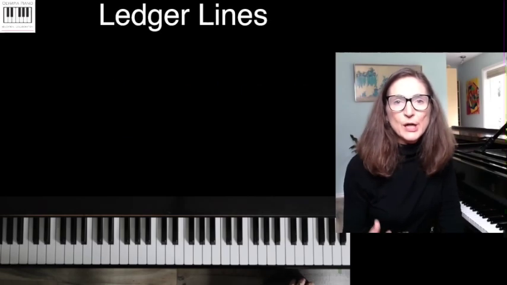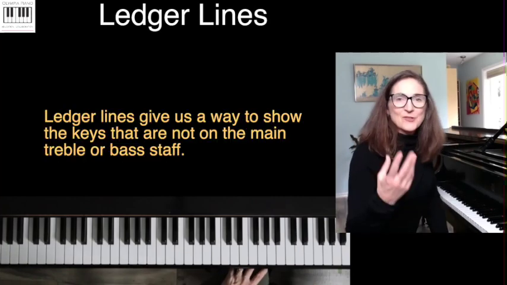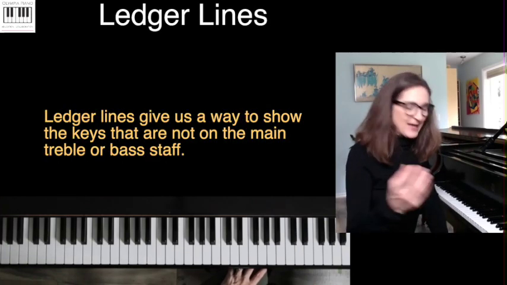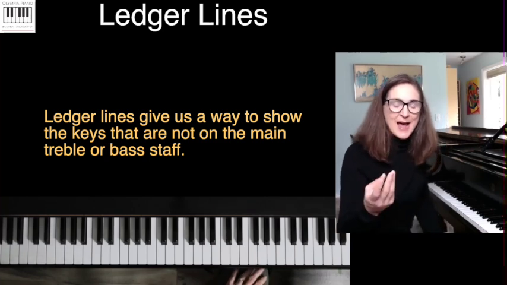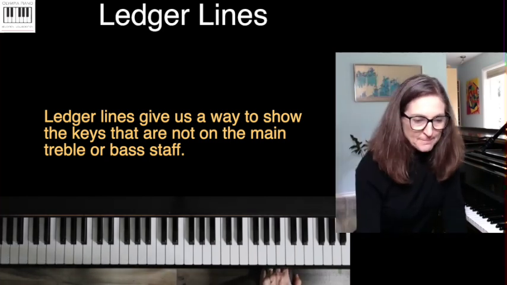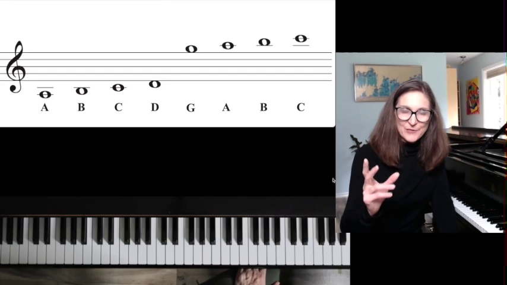In this video, we're going to cover ledger lines. So ledger lines are one way of indicating other keys to be played that don't live on the regular staff. So let me show you what I mean. Let's go over the treble ledger lines first.